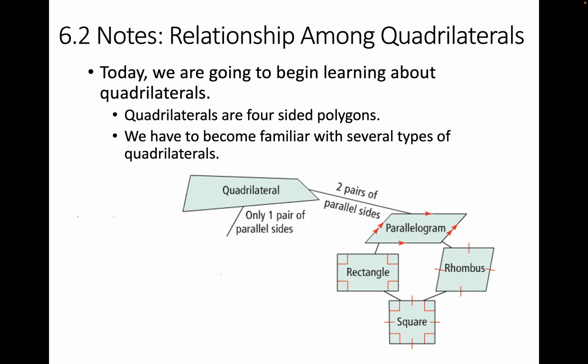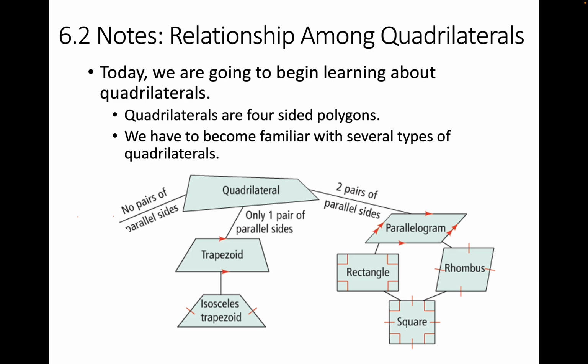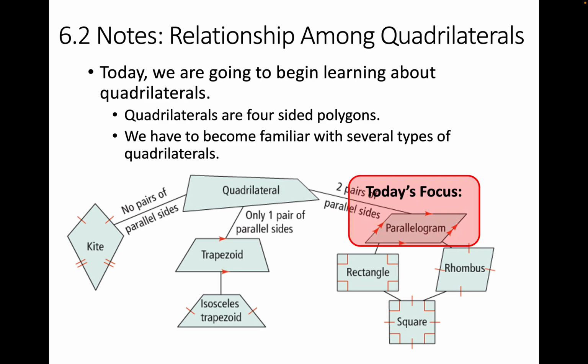The second group of special quadrilaterals we have is if it has one pair of parallel sides, at which point it's called a trapezoid. And if it so happens that the two non-parallel sides of that trapezoid are congruent, then it's called an isosceles trapezoid. And then finally, we have special quadrilaterals that have zero pairs of parallel sides. If it has two sets of consecutive sides that are congruent, then it's called a kite. So these are all the different types of quadrilaterals that exist, and today we're going to be talking about just parallelograms right here.